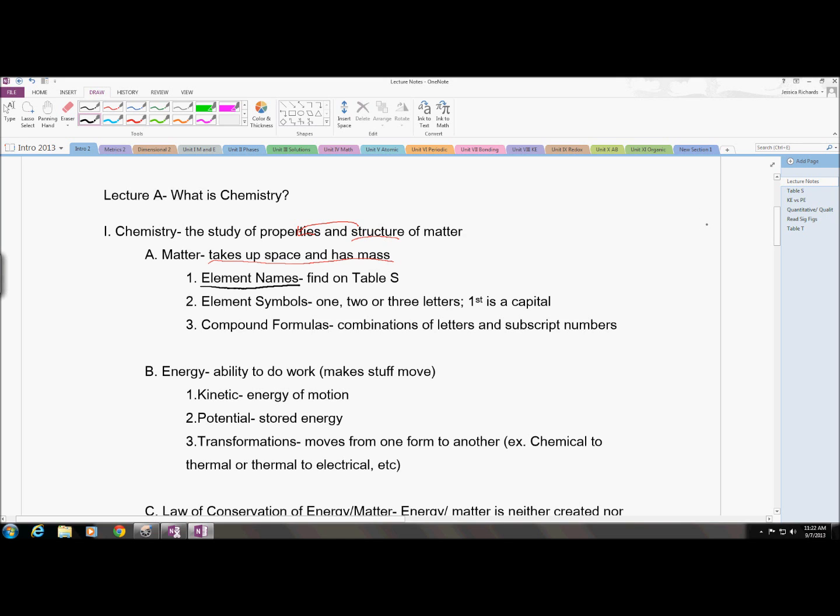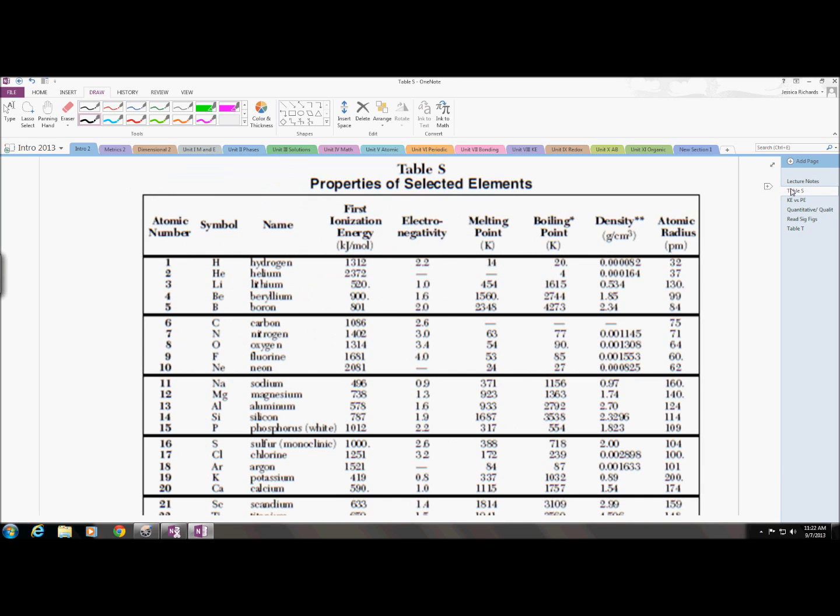So if you get your reference tables out, look at your periodic table, and then one of the last tables on your reference table is reference table S, and it looks like this. Now all the elements on reference table S are listed according to their atomic number. Now this is the most important number because it tells you the number of protons in the nucleus of an atom. So the atomic number, the number of protons in the nucleus.